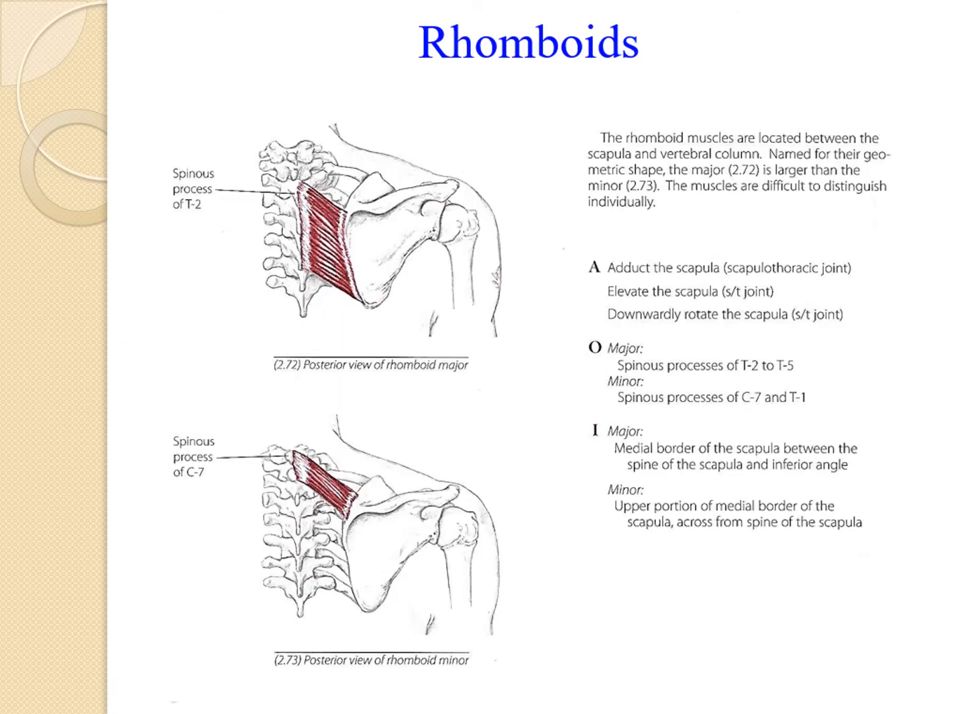The action of the rhomboids is to primarily adduct the scapula, but they also assist in elevation of the scapula. They may be divided into 2 sections, but I will simply refer to them as one muscle. The origin of the rhomboids is the spinous processes of C7 to T5, and their insertion is from just below the levator scapula to the bottom of the scapular medial border.